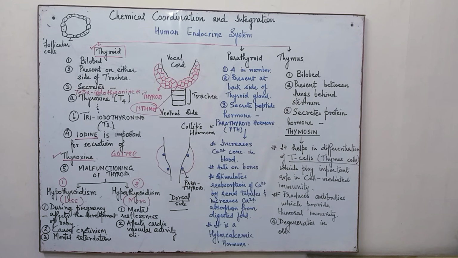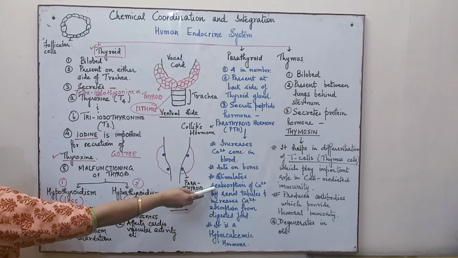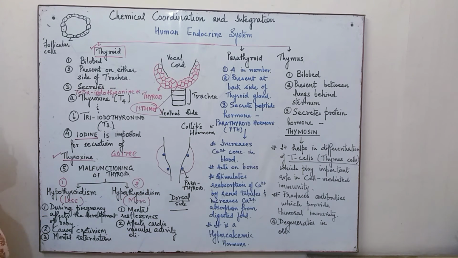Now, this hormone helps in increasing the calcium concentration in the blood. So it will cause the concentration of calcium to be increased within the blood, and it acts on bones, thereby causing the reabsorption and demineralization of the bones. It also stimulates the reabsorption of calcium ions by the renal tubules.